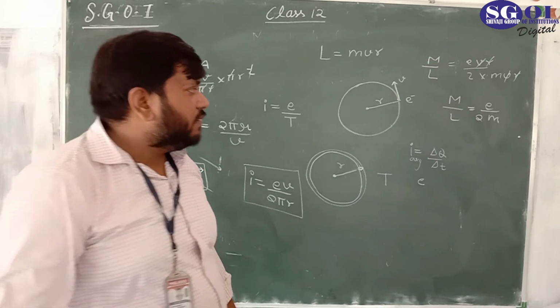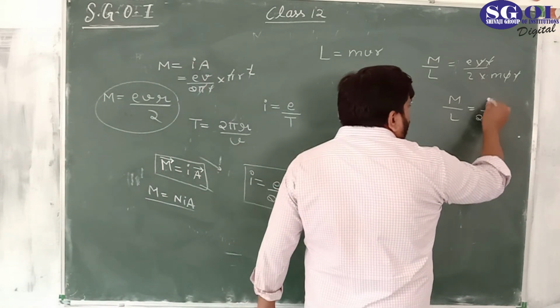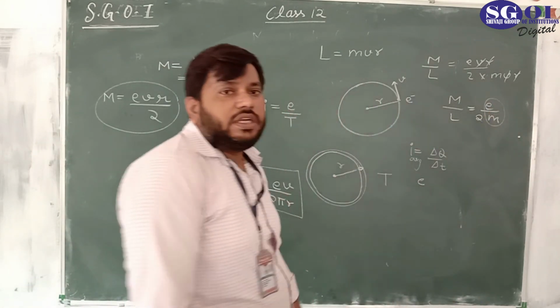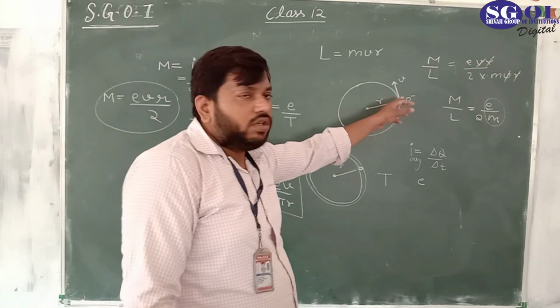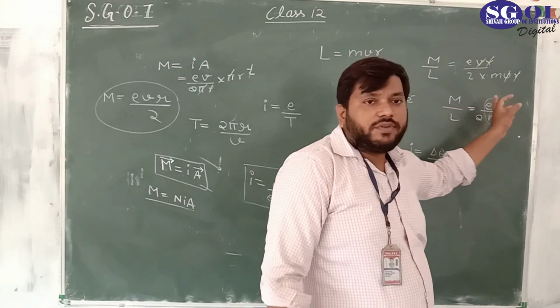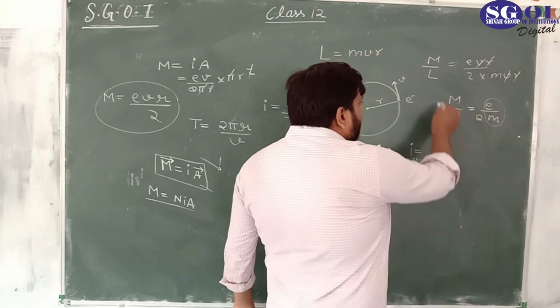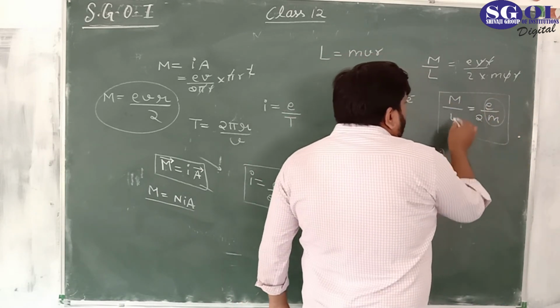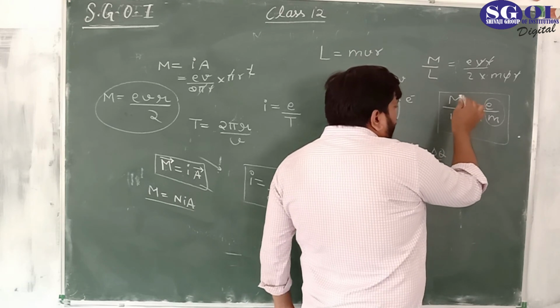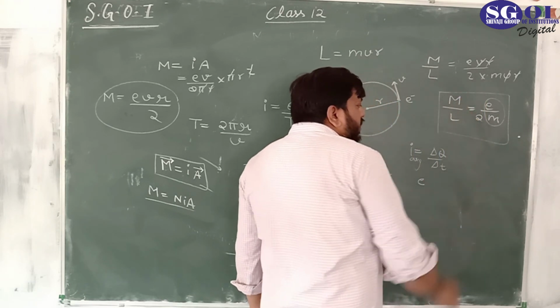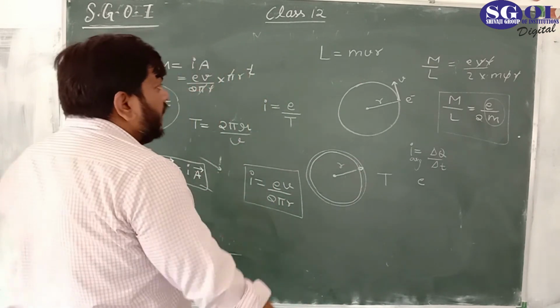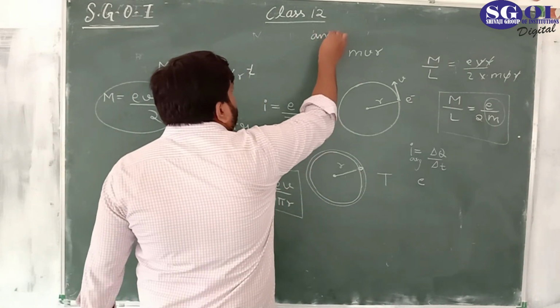What is e by m? The charge to mass ratio. It is a constant value for the electron, because the charge is constant, 1.6 × 10^-19, and the mass is also constant. So it is M by L. M is the magnetic dipole moment. L is the angular momentum.